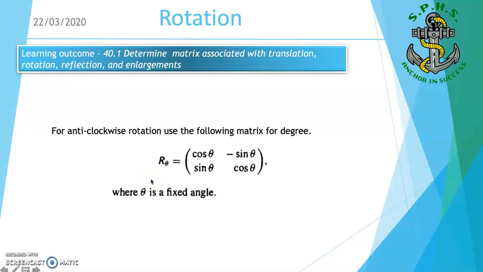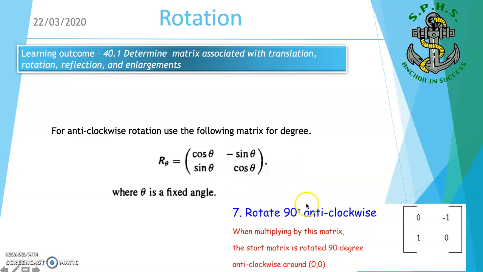There is a different matrix we use when it is a clockwise rotation. So there are only two matrices to memorize. For anti-clockwise, it is the cosine of theta, which is simply just a degree. So cosine of the degree, negative sine of the degree, sine of the degree, and cosine of the degree. For example, substituting 90 degrees into this, cosine of 90 degrees is just 0.